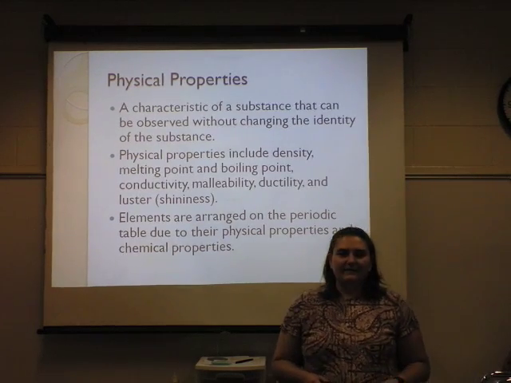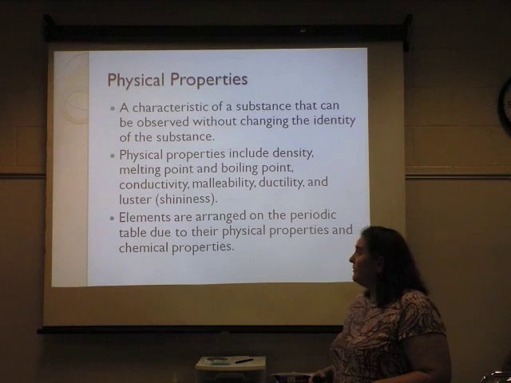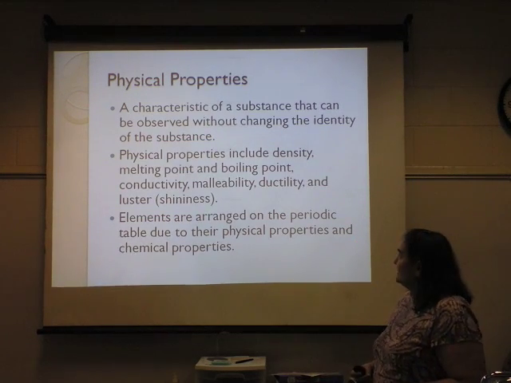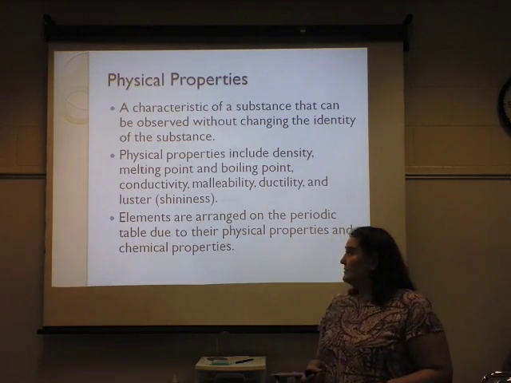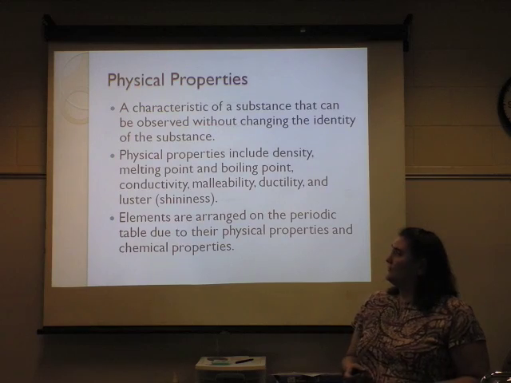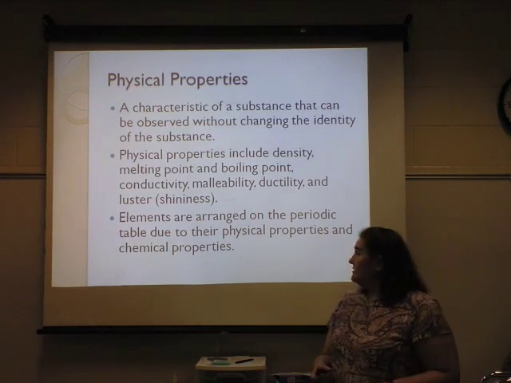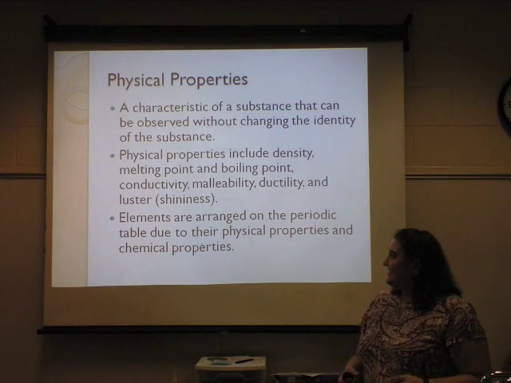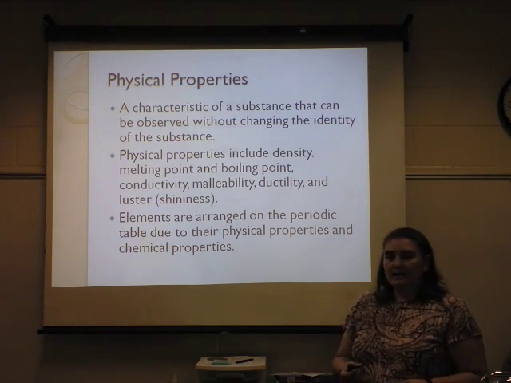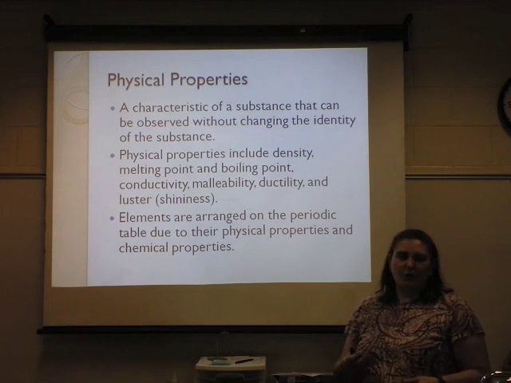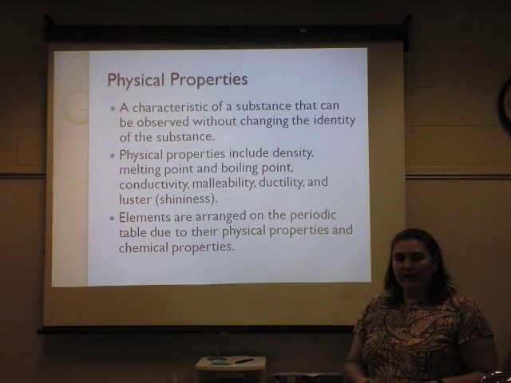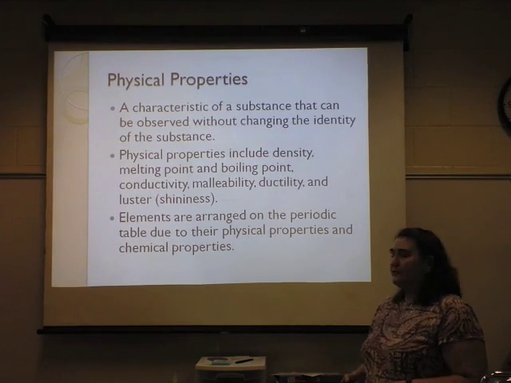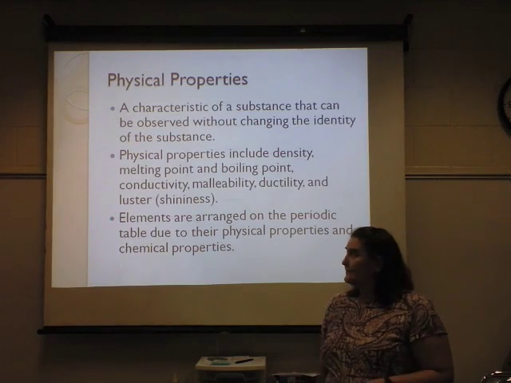All the elements have physical properties, and with the physical properties, we're looking at any characteristic of a substance that can be observed without changing the identity of the substance. Physical properties include density, melting point and boiling point, also conductivity, malleability, ductility, and luster or the shininess of the object. Elements are arranged on the periodic table due to their physical properties as well as chemical properties.